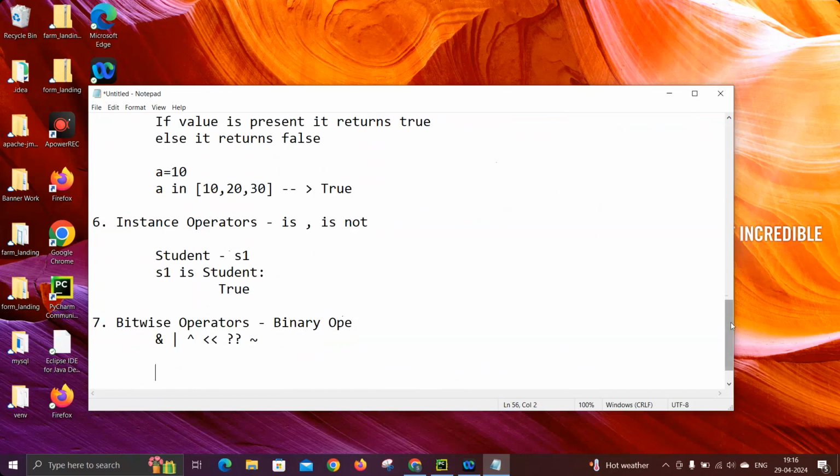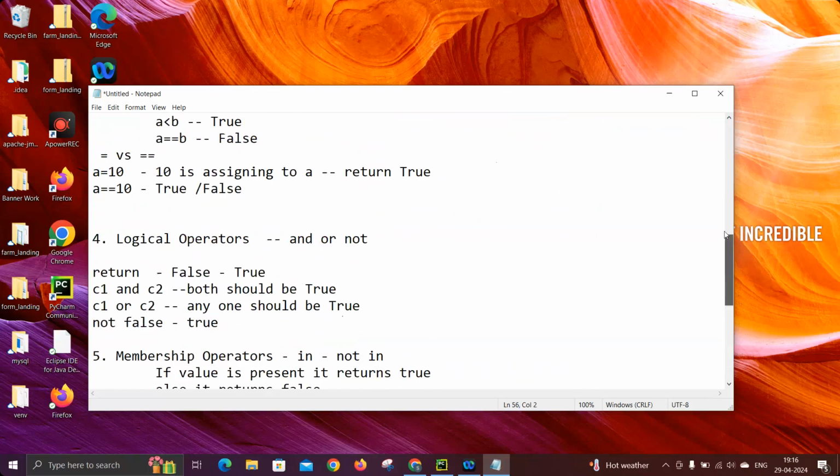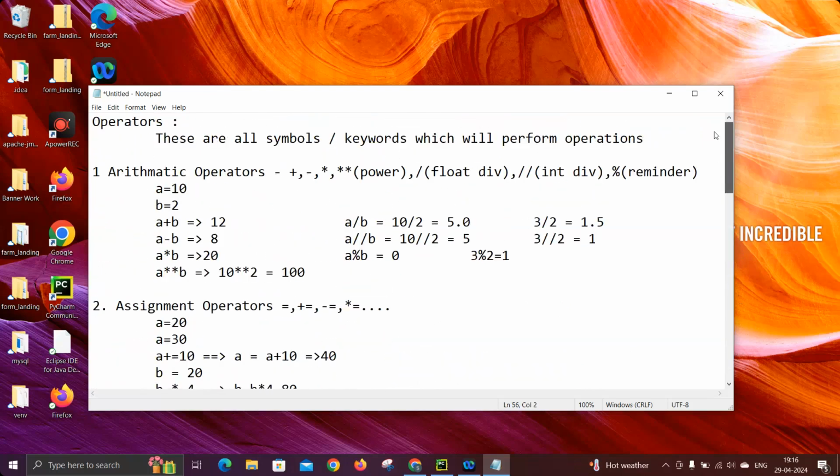So these are the different sets of operators. As I mentioned clearly, we don't have increment, decrement, plus plus, minus minus, or the question mark colon operators in Python. These are the set of operators we have in Python for mathematical operations. If anyone has any doubt, please ask me, or else we can continue with the next points. You can take some time and revise yourself, and please ask if you have any doubts.